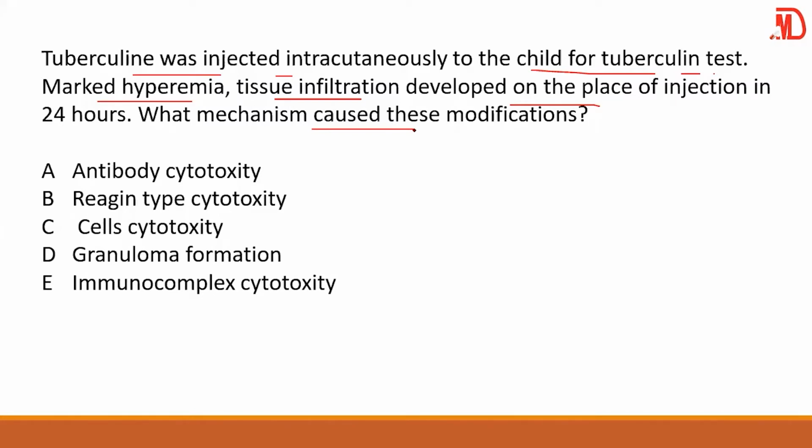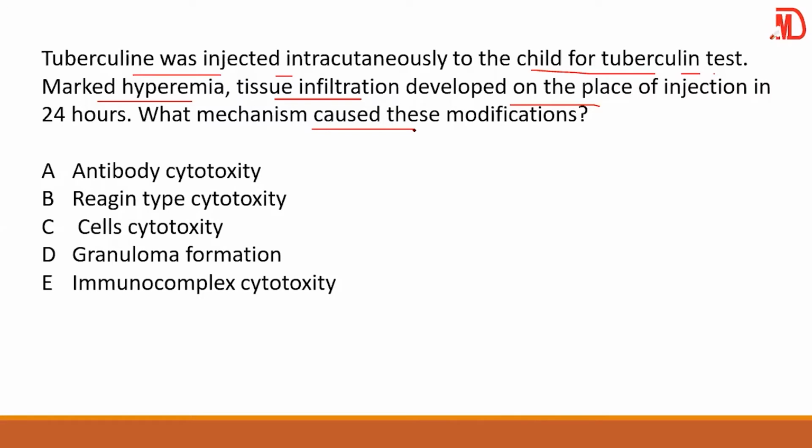Now, type 2 we also call cytotoxic reaction, or antibody dependent. Examples: acute hemolytic transfusion reaction, and autoimmune hemolytic anemia.